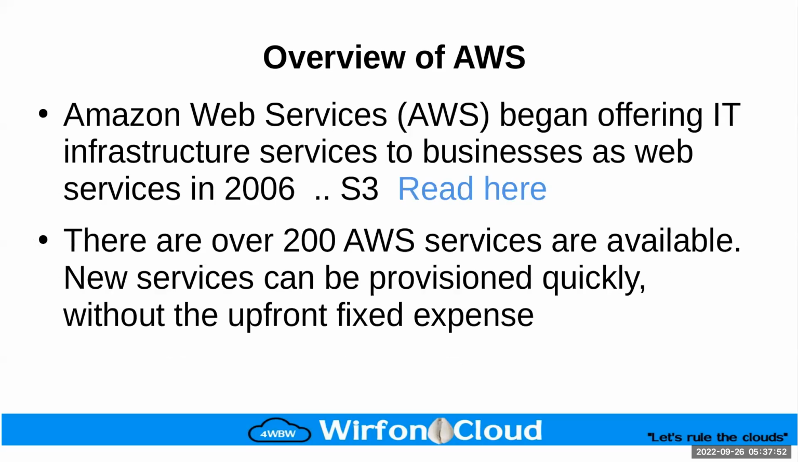And just for historical purposes, AWS actually started offering what was referred to as IT infrastructure services to businesses as a web service in around 2006. That was in March. And the first service, which is always something to remember, was what is called S3. You can read more. There's an article I've put here that was released in regards to this. So the very first service that AWS offered was in March 2006.